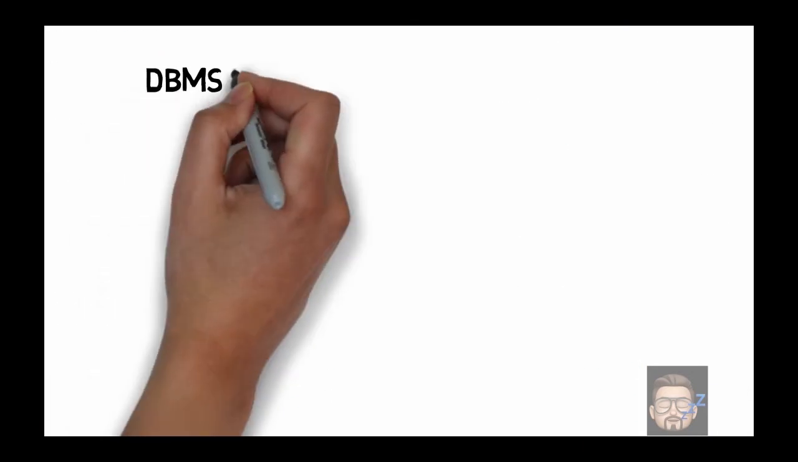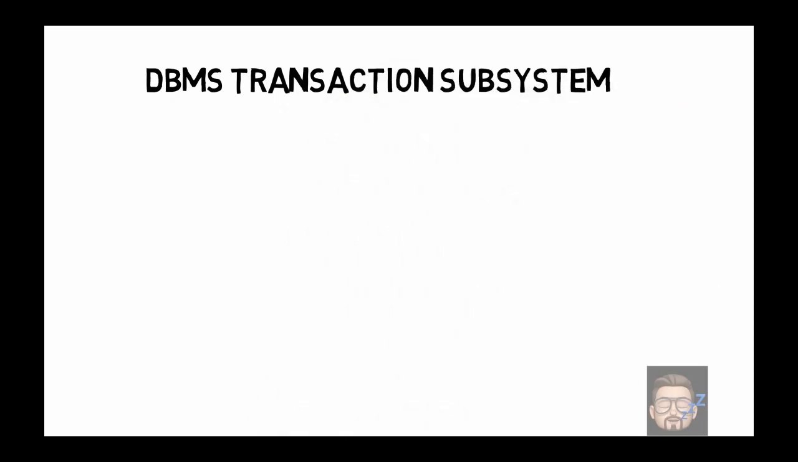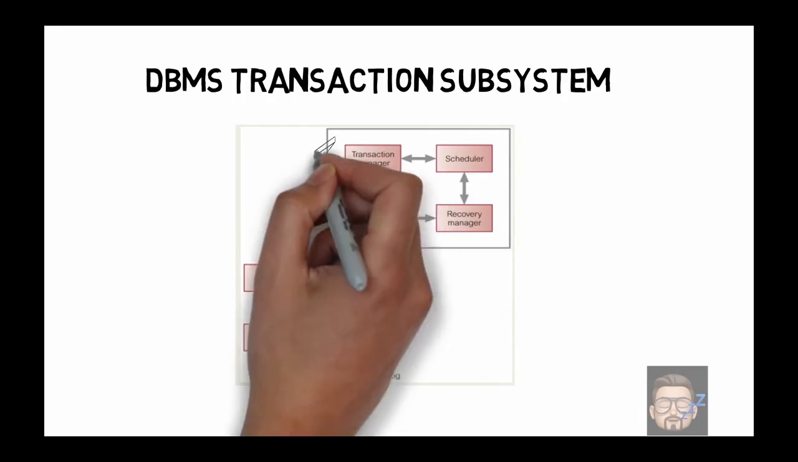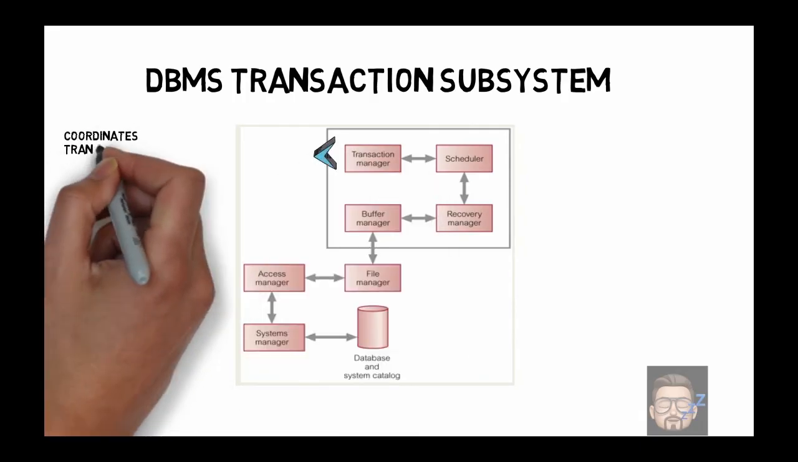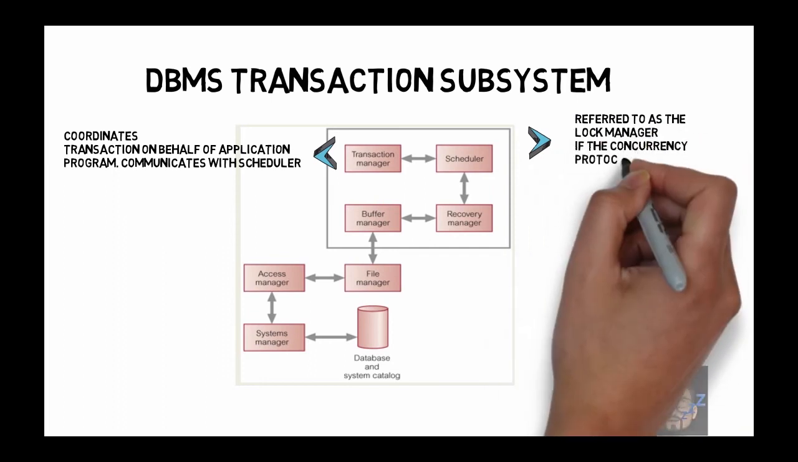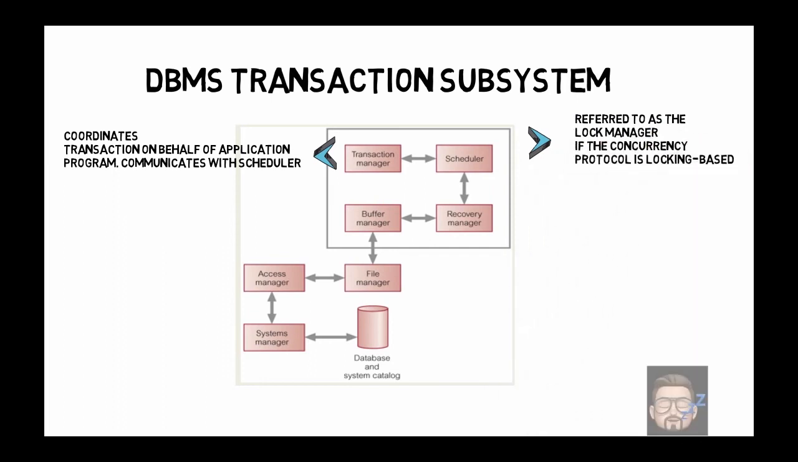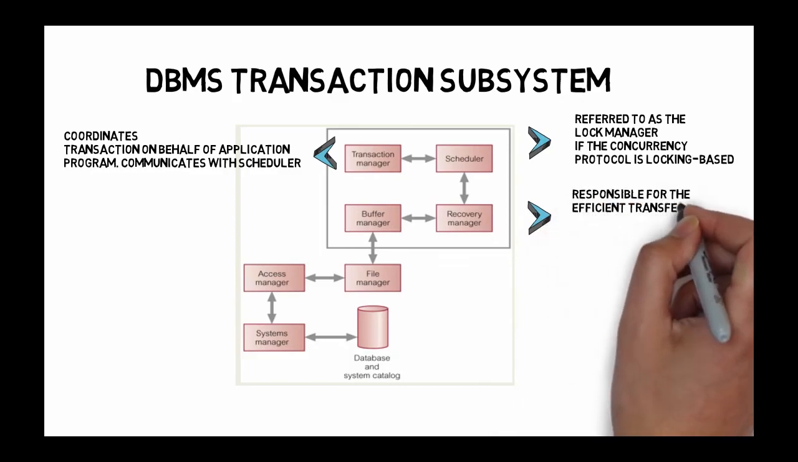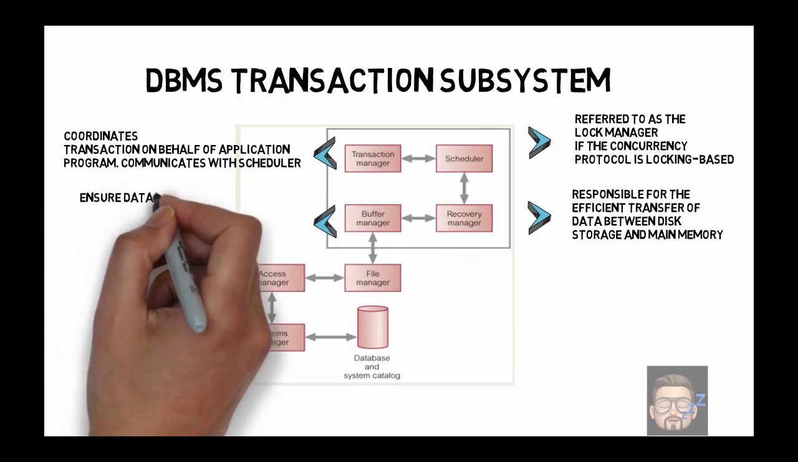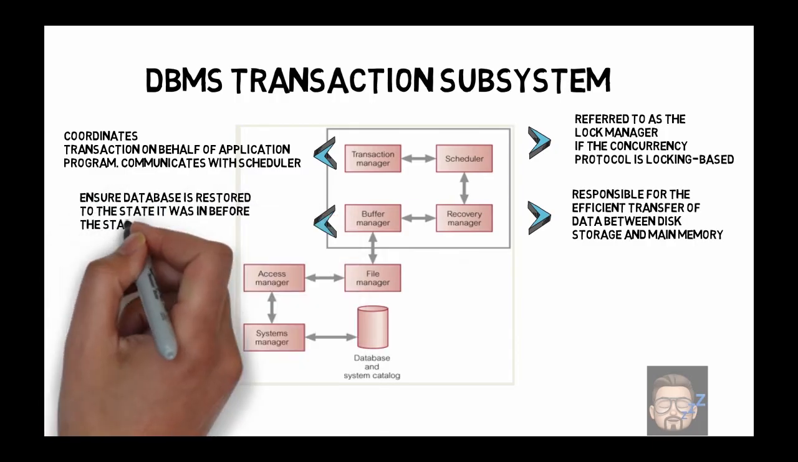Next is about DBMS transaction subsystem. The first subsystem is transaction manager. It will coordinate transaction on behalf of application program and communicates with scheduler. Scheduler is referred to as a lock manager if the concurrency protocol is locking based. Next is recovery manager. It is responsible for the efficient transfer of data between disk storage and main memory. The last one is buffer manager to ensure database is restored to the state it was in before the start of the transaction and therefore a consistent state.